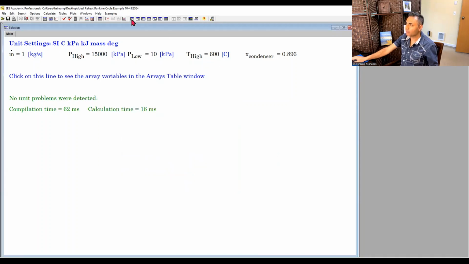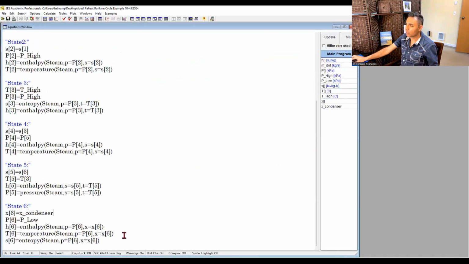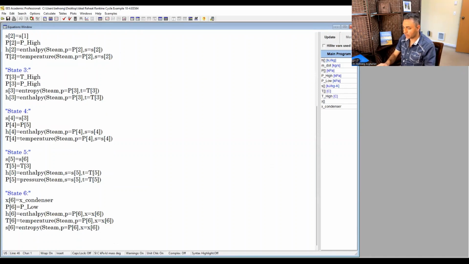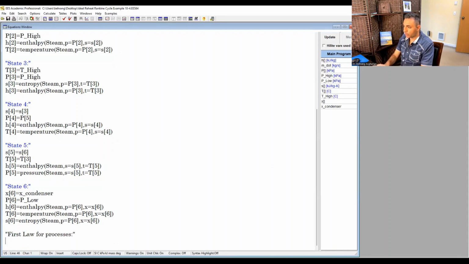Now, our next step is to solve the cycle. You can save your code. And the next step is to basically just apply the first law for processes to find the work of the turbine.